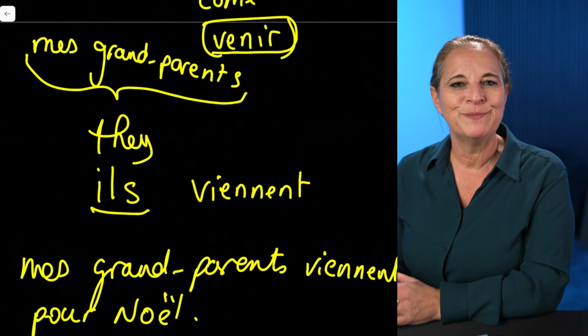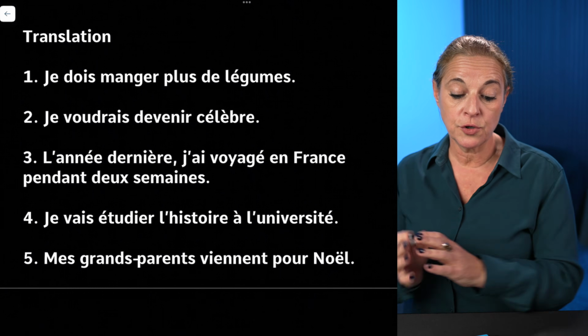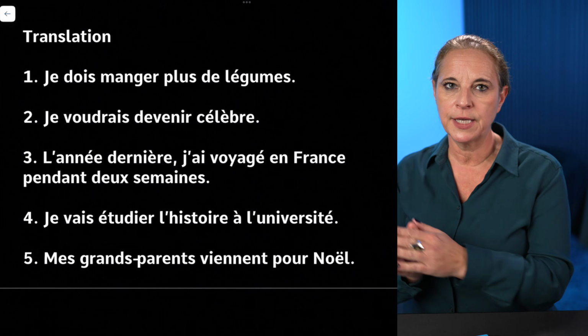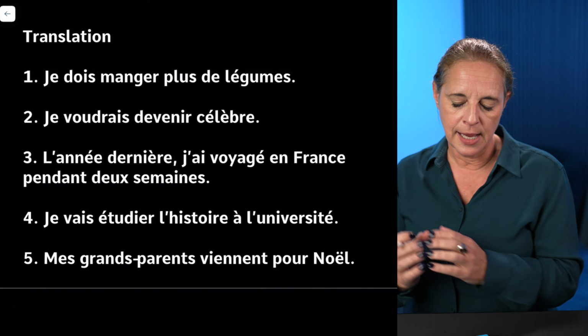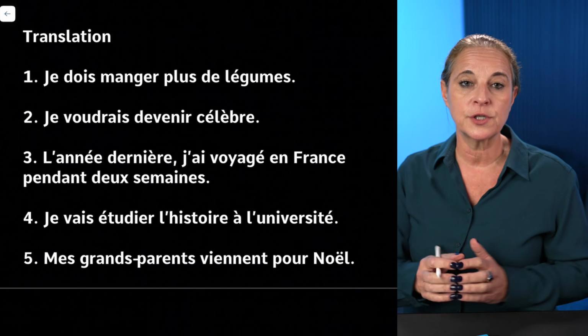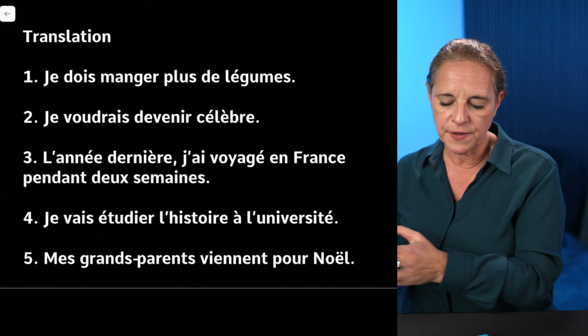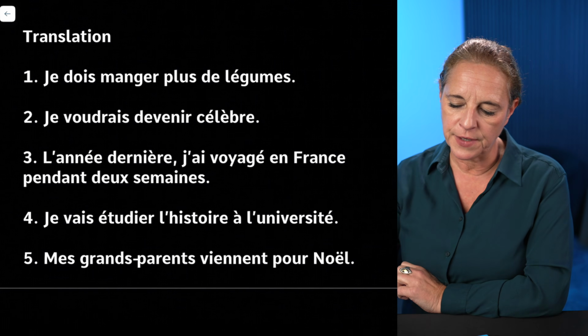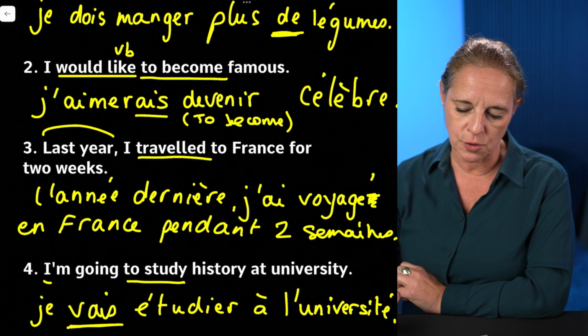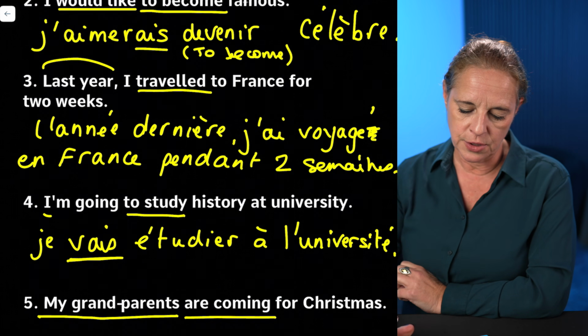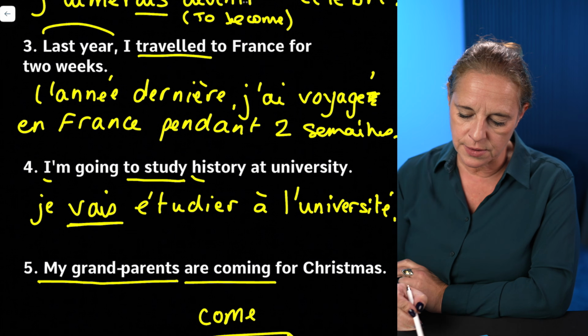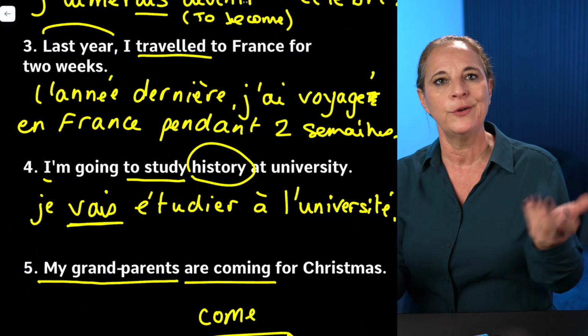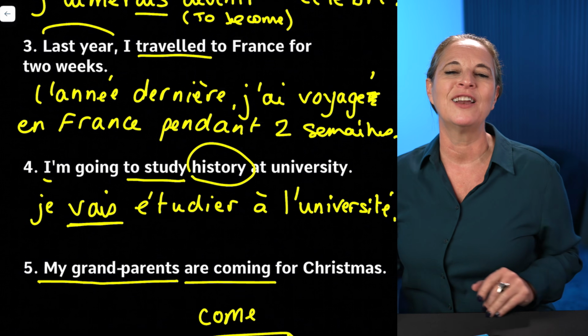How was that for you? Let me show you the full translation. Je dois manger plus de légumes. Je voudrais devenir célèbre. L'année dernière, j'ai voyagé en France pendant 2 semaines. Je vais étudier l'histoire à l'université. Mes grands-parents viennent pour Noël. And that's pretty much what we have done. Oh, I forgot l'histoire. Sorry about that in number 4, but you've got it. Je vais étudier l'histoire à l'université.